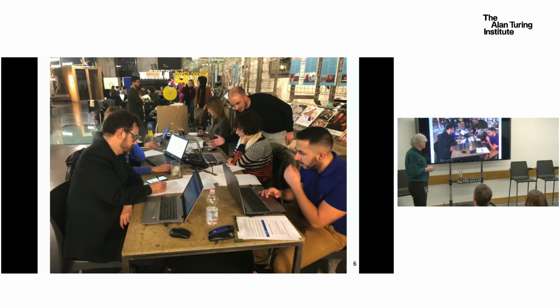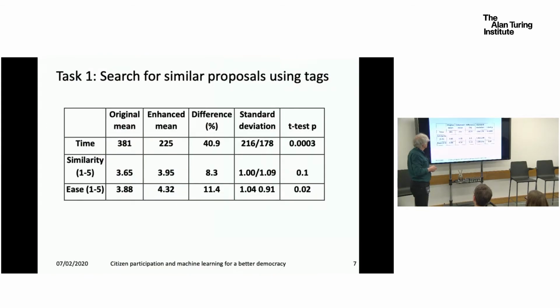Okay, so the results. Task one, remember, is to compare the current version and the enhanced version of Consul, where it comes to finding similar proposals using the tags that are either produced by the people who submitted the proposals or have been extracted in the enhanced version.